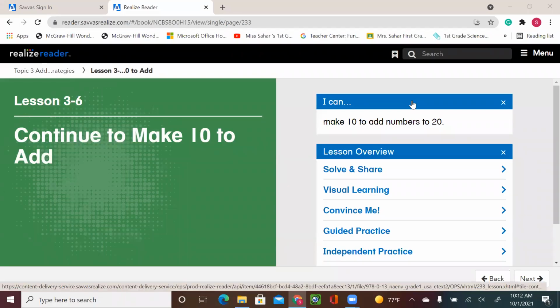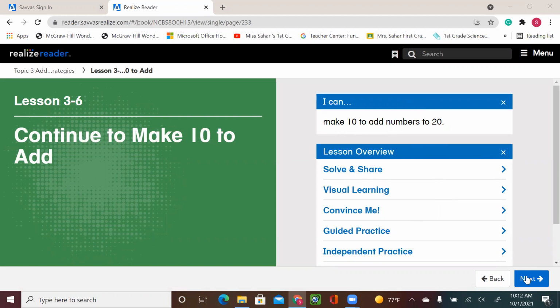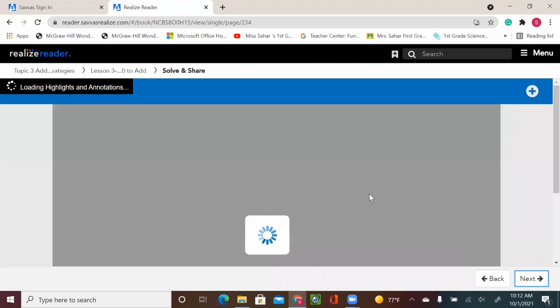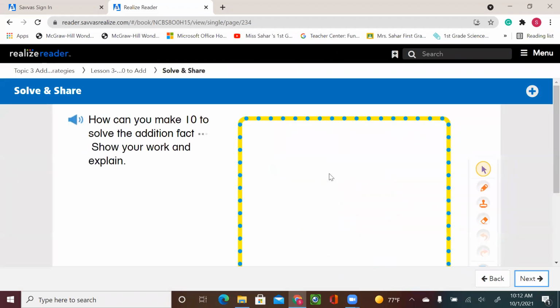Hello, first graders. Welcome to a new math lesson. We are in topic 3, lesson 6. So let's start page 129. Today, we're going to make 10 to add numbers to 20. We did this in a previous lesson and we used the 10 frames. Today, we're going to continue, have more exercise making 10, but we will go back to our open number line.